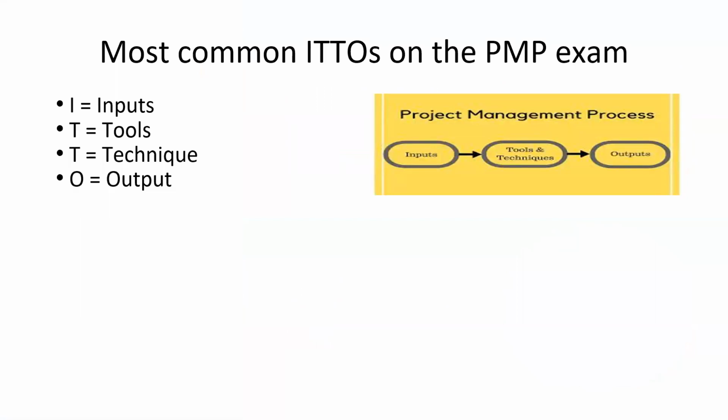If you're new to PMP, ITTOs means inputs, tools and techniques, and outputs. Inputs are everything that you are using at the very start of a process group. Tools and techniques are any tools and techniques that you use during that process group, and outputs are the documents or reports that are created towards the end of that process group. What we're going to talk about in this video are the most common ITTOs. But let me put a disclaimer here: they're not all the ITTOs. We would be talking about just the most important ones.